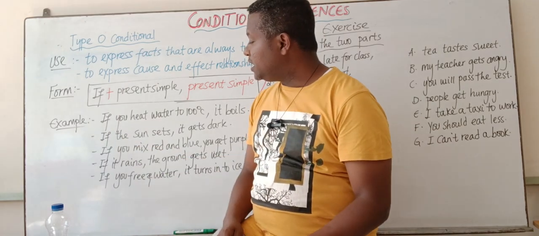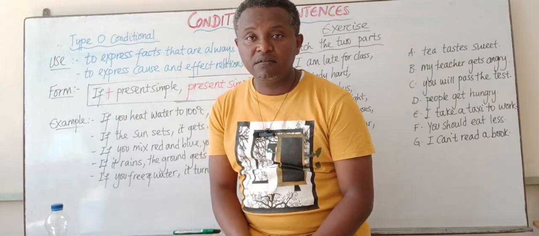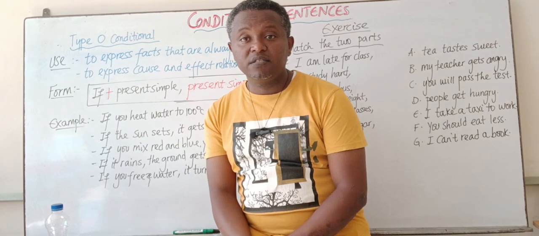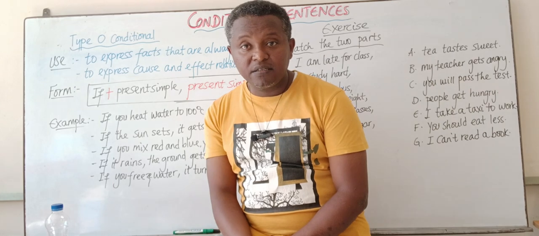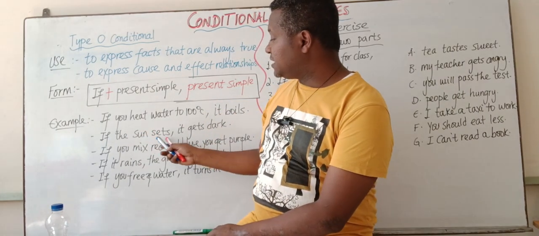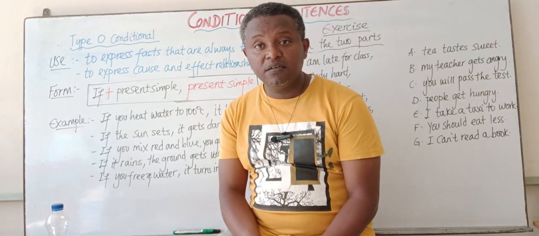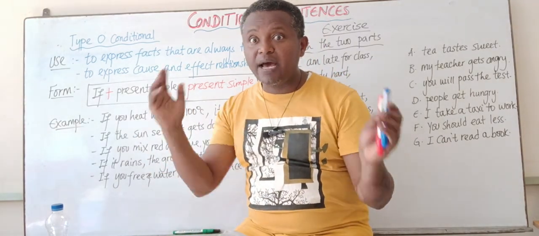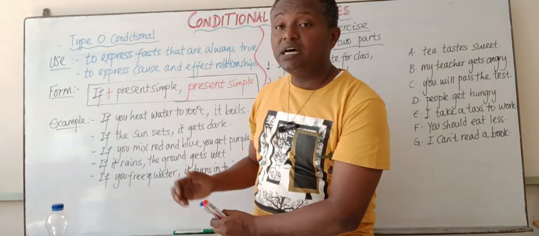Another example, if the sun sets, what happens if the sun sets? Okay? During the day, we have sunlight, and as a result, daytime is bright. But if the sun sets, it gets dark. It gets dark. You see? The relationship between sunlight and brightness of the day. So if the sun sets, it gets dark.